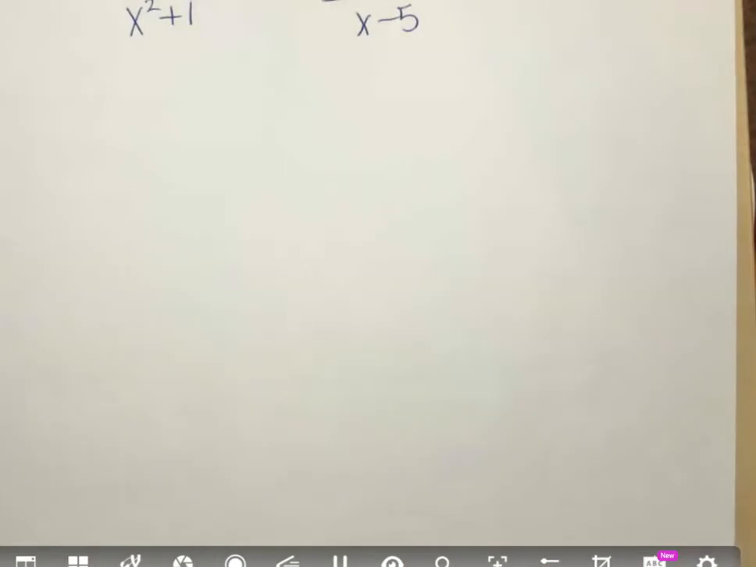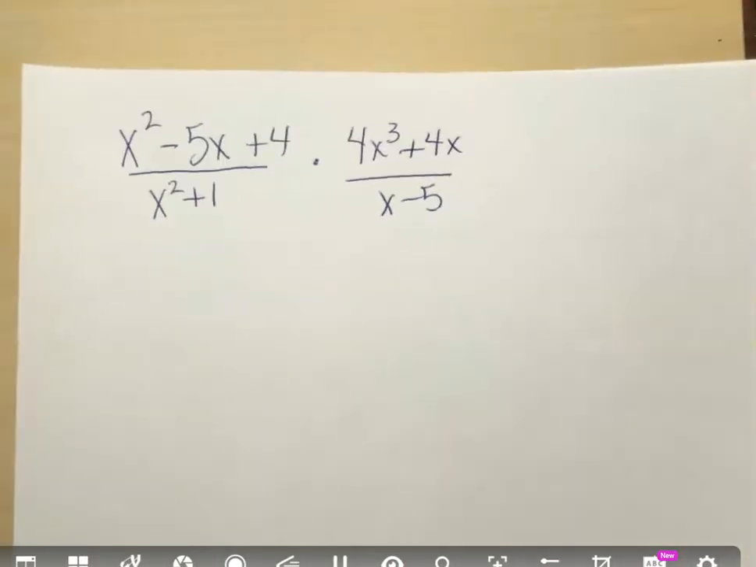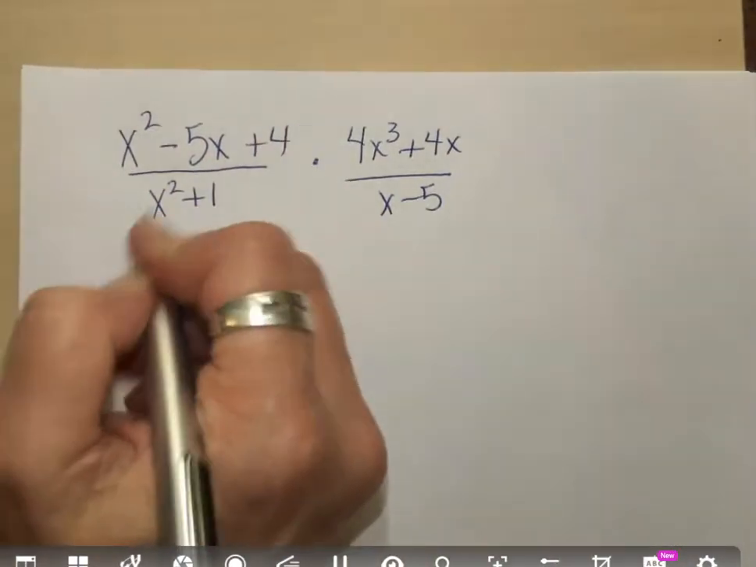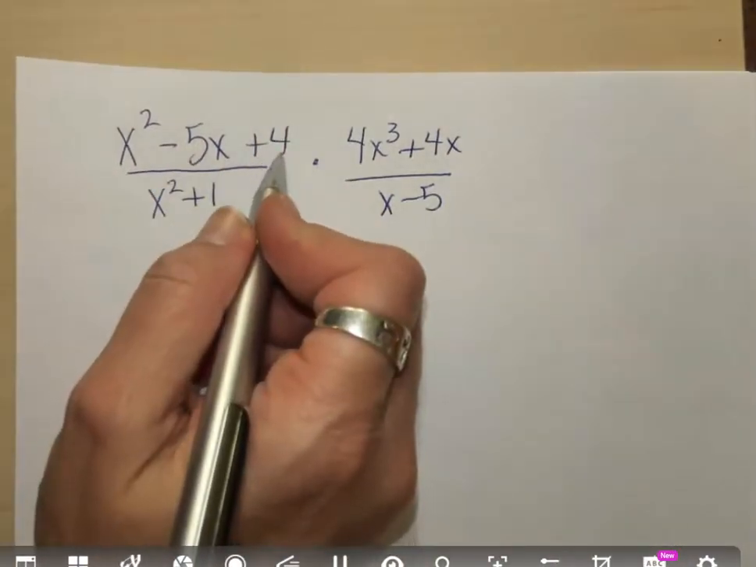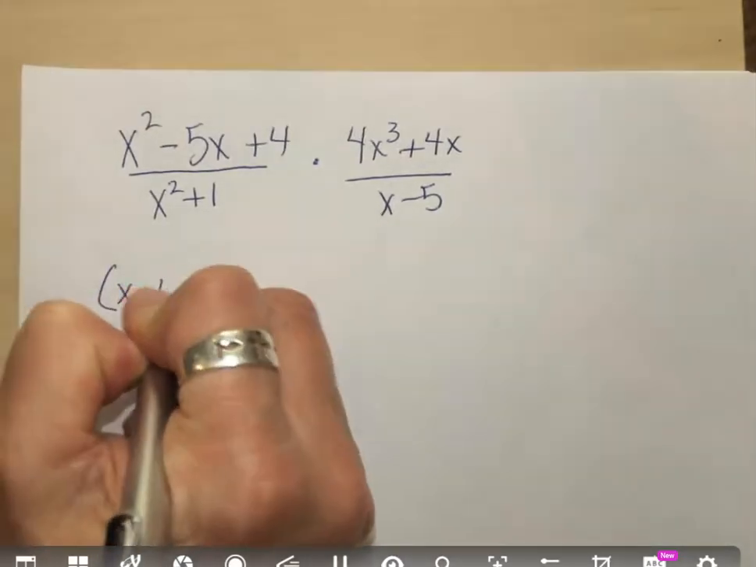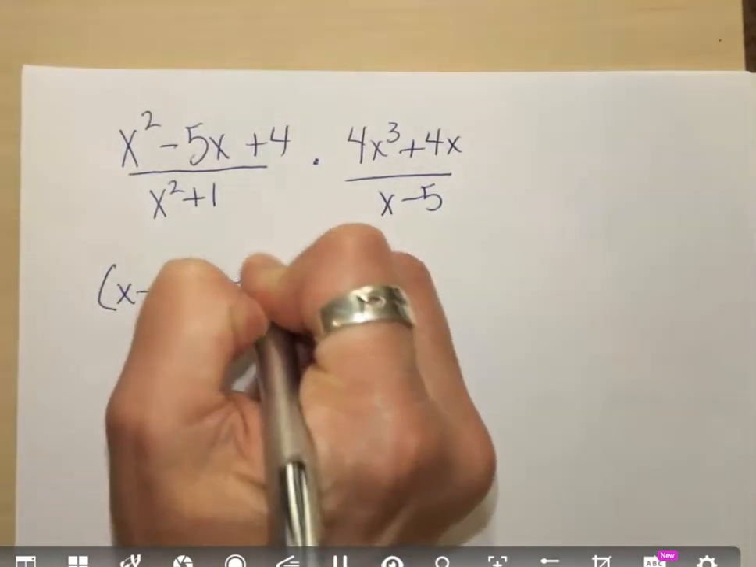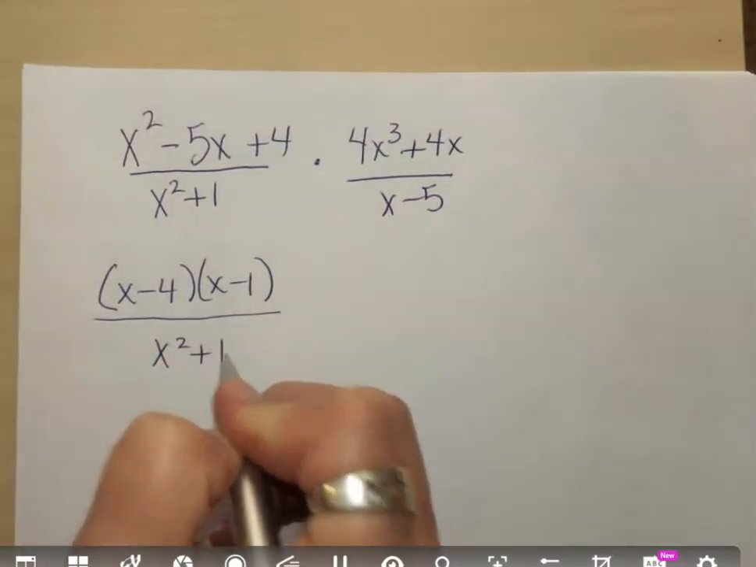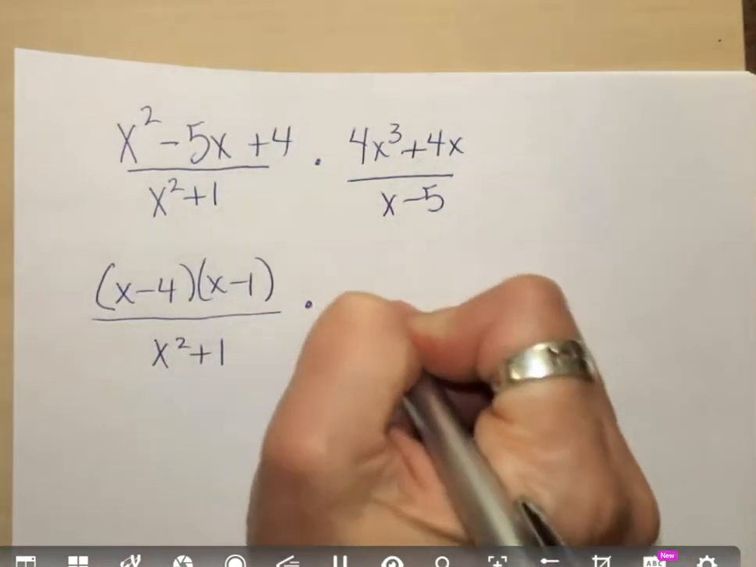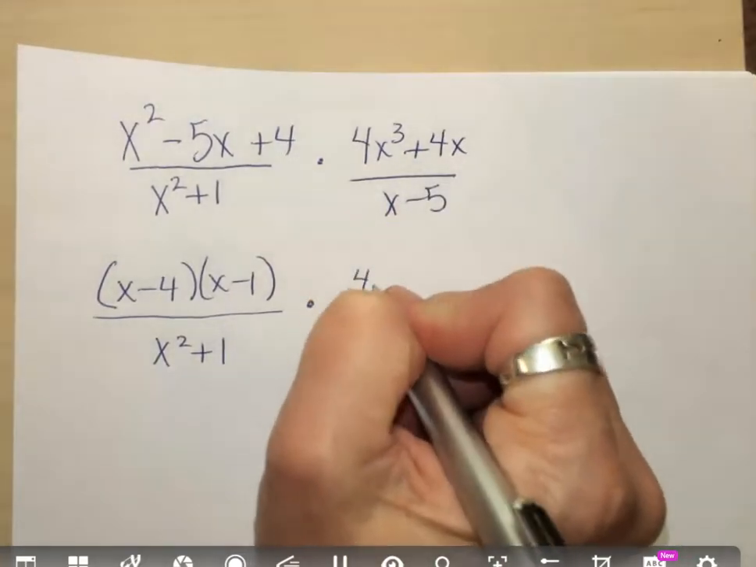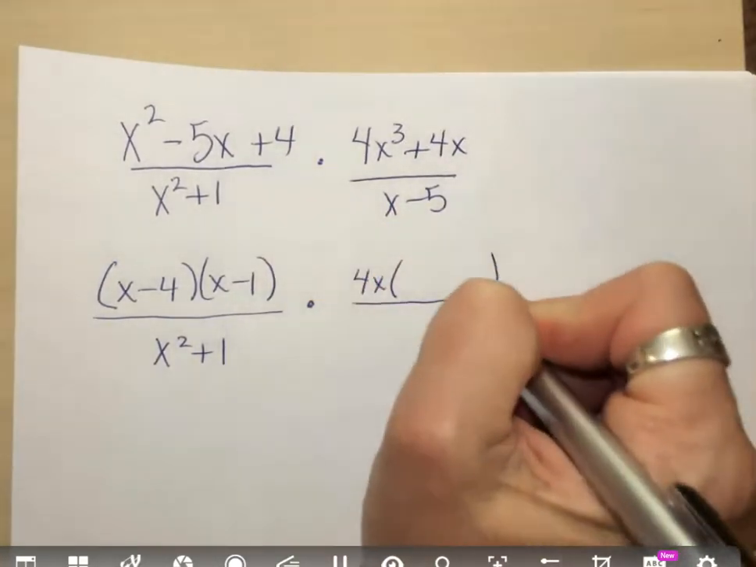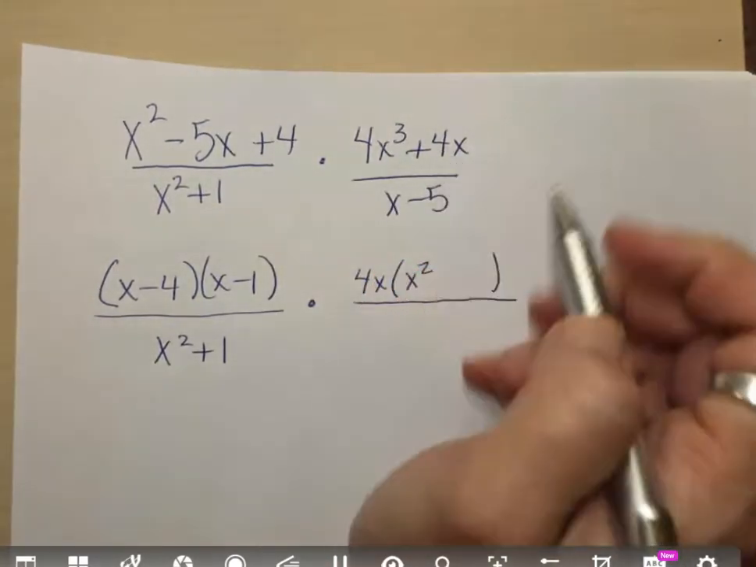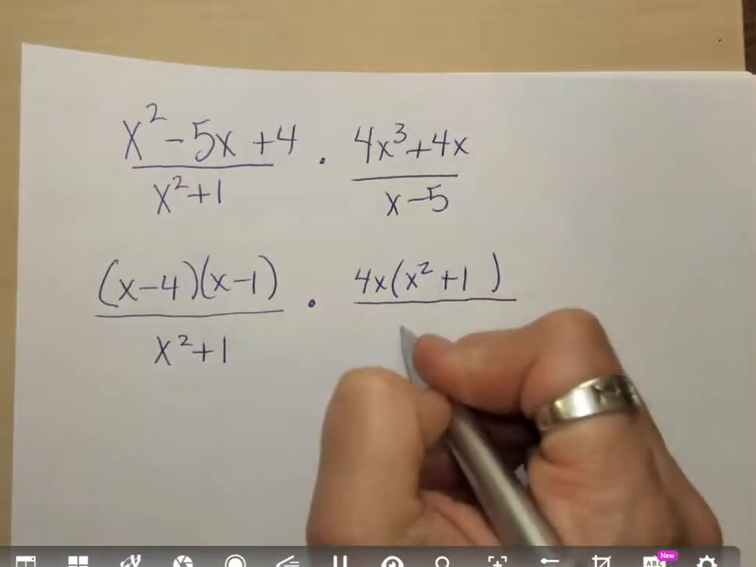All right. So I have a trinomial and several binomials, so I need to factor it. I can factor this guy by saying 4 and 1. So x minus 4, x minus 1. And then I get an x squared plus 1. I'm going to multiply this by, I'm going to pull out a 4x. There's going to be a lot of that. You need to GCF it. So 4x times x squared, 4x times 1. And then I have an x minus 5.